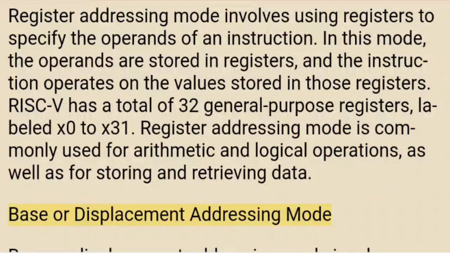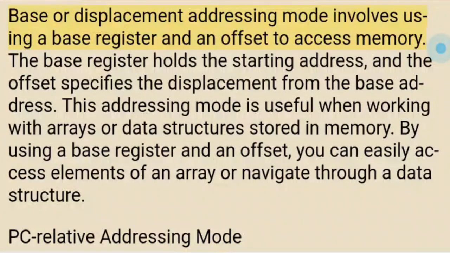Base or displacement addressing mode. Base or displacement addressing mode involves using a base register and an offset to access memory. The base register holds the starting address, and the offset specifies the displacement from the base address. This addressing mode is useful when working with arrays or data structures stored in memory.